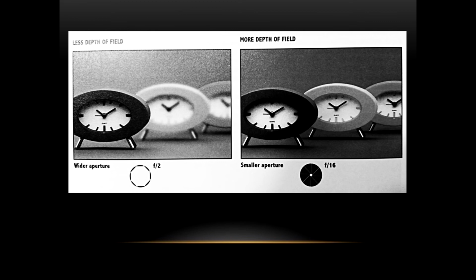And then more depth of field, or again, in the industry, we like to say long depth of field. There's a small aperture, F16, and we can see all three clocks are in pretty clear focus. But that last one looks a little bit less sharp. And I think that's due to a focal plane issue.